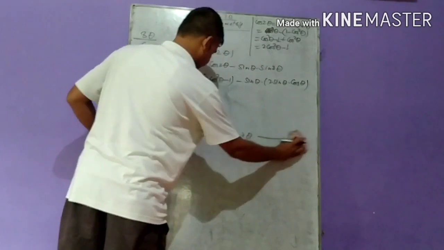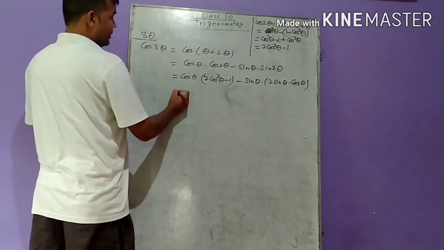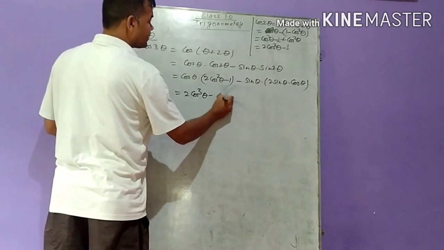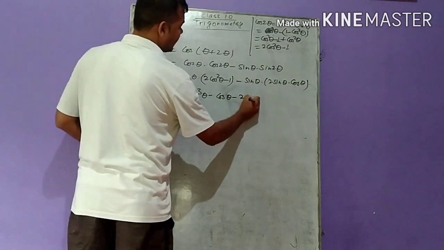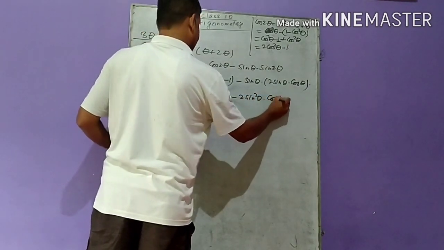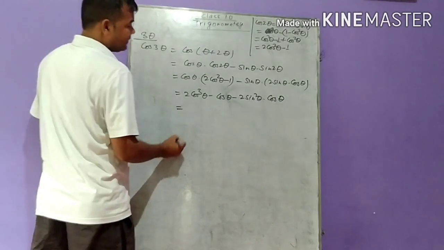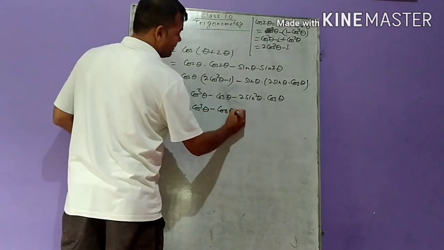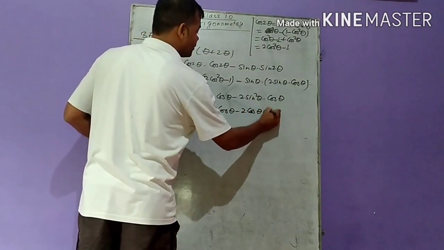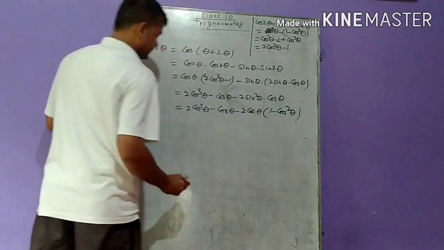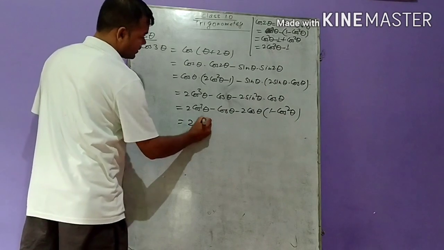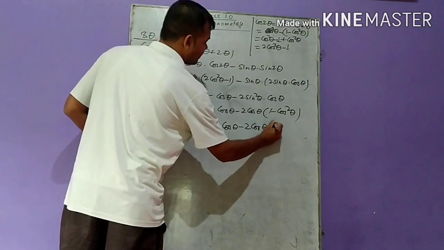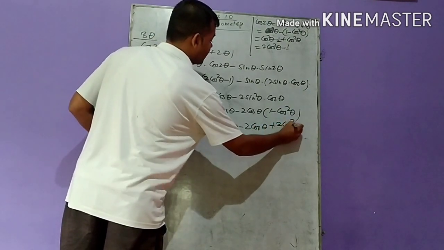Now what we can write here: cos theta into 2 cos theta means 2 cos cube theta minus cos theta minus 2 sin square theta into cos theta. So now we can write here 2 cos cube theta minus cos theta minus 2 cos theta times 1 minus cos square theta. So here we can write 2 cos cube theta minus cos theta minus 2 cos theta plus 2 cos cube theta.